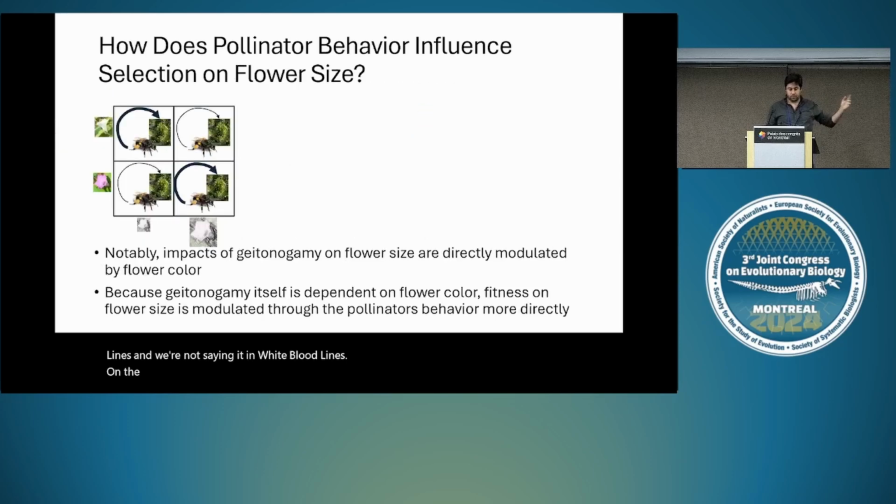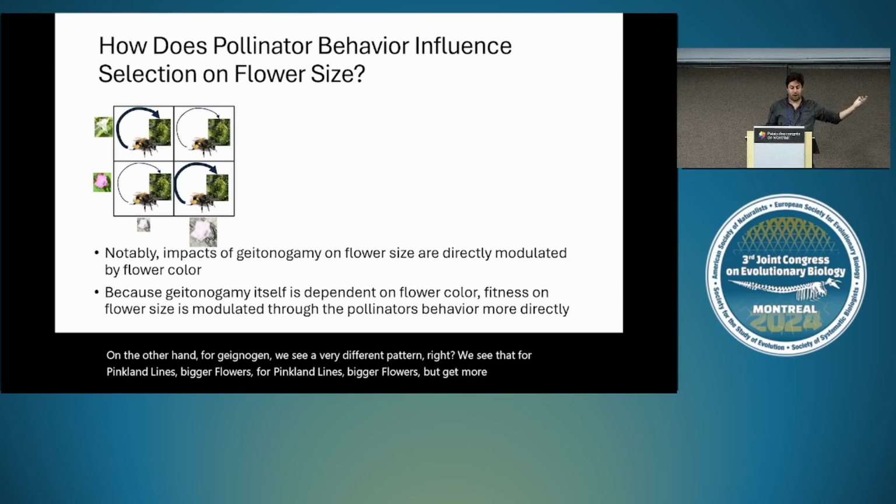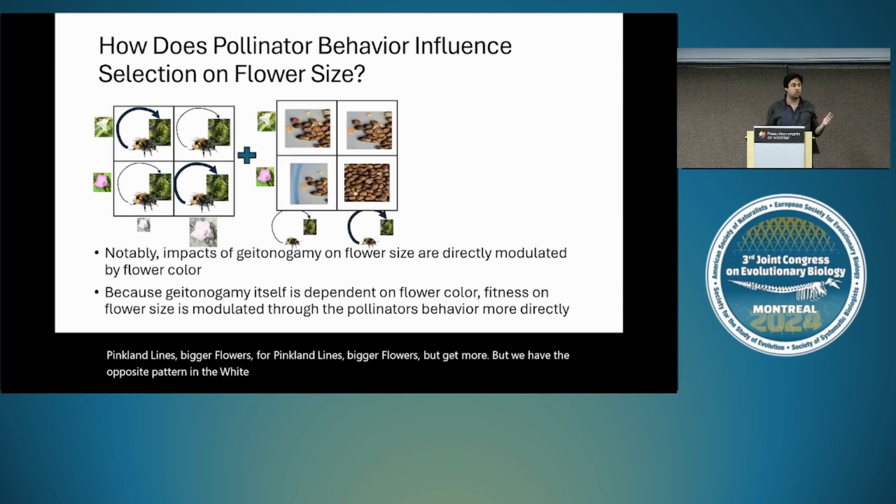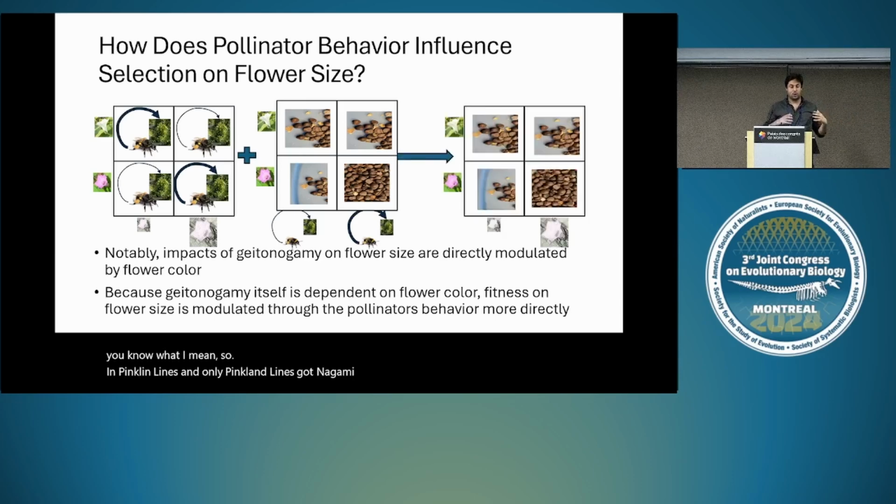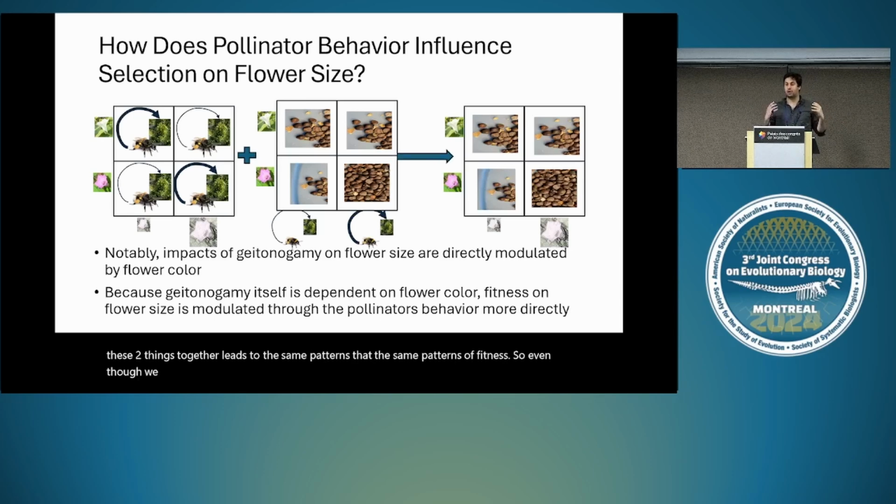On the other hand, for geitonogamy, we see a very different pattern. We see that for pink limb lines, bigger flowers beget more geitonogamy, but we have the opposite pattern in white limb lines. And we also see this interactive effect of color in geitonogamy. So in pink limb lines, and only pink limb lines, geitonogamy predicts seed set. And the joint effect of both of these two things together leads to the same patterns of fitness. So even though we have the same patterns of color modulating selection on fitness, it's doing it through two pretty distinct ways that I think is interesting.